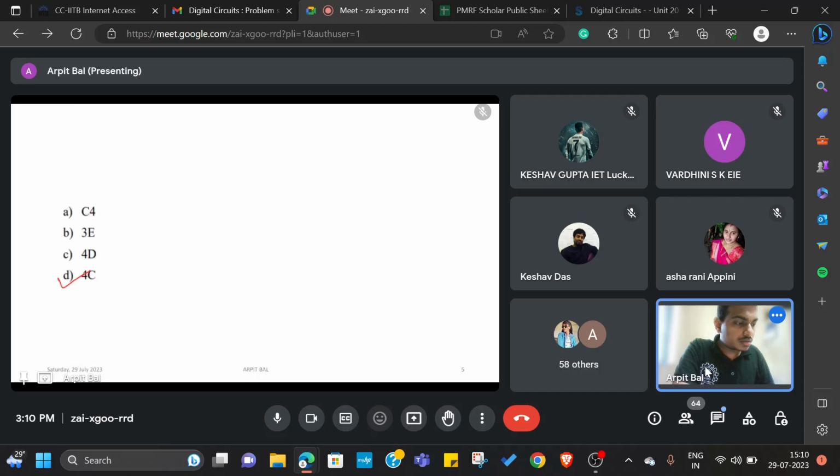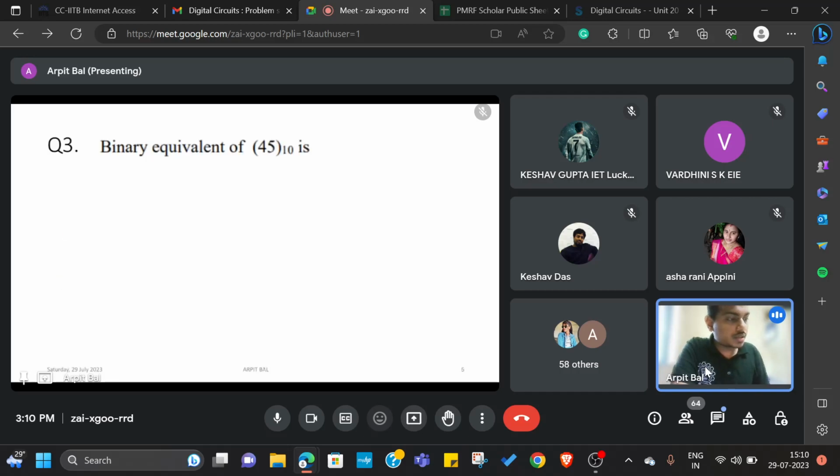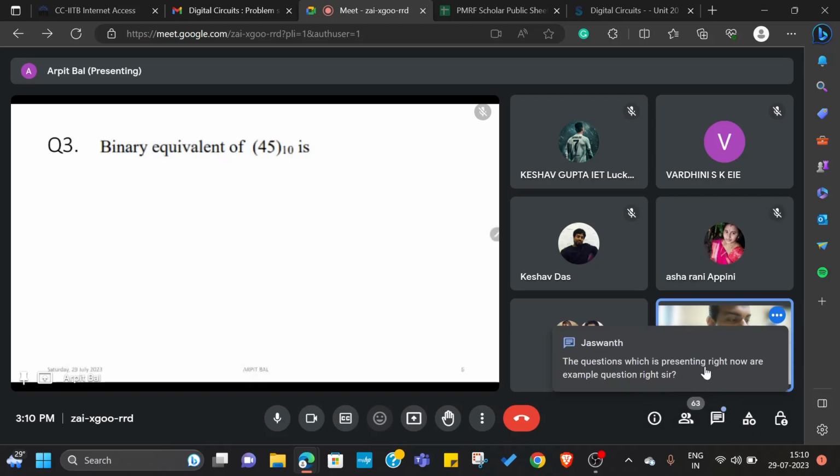Moving on to the next question. We have to find the binary equivalent of 45. Regarding the hexadecimal part, in hexadecimal the value of each position is determined by, let's say, I'm writing something, 3, 5.